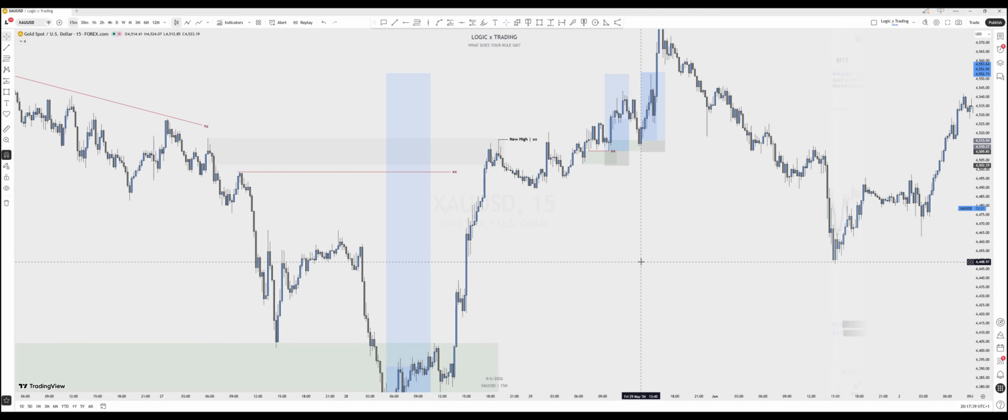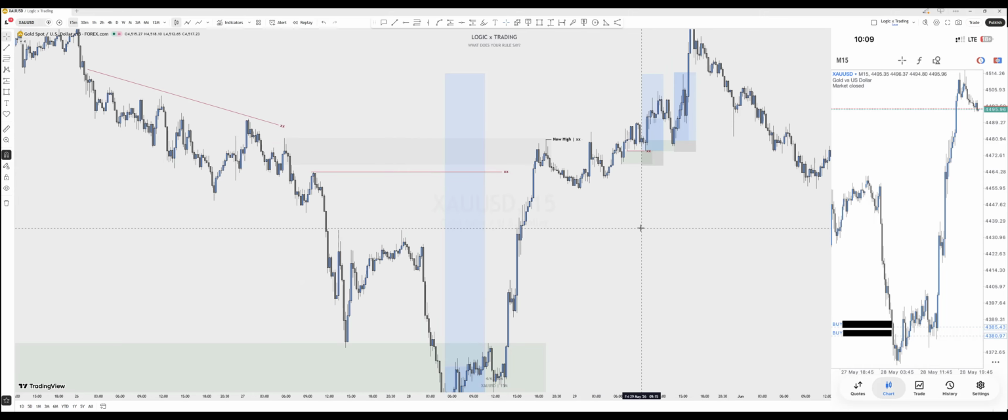So I'll add a screenshot to this trade. And yeah, like that's all there is to this particular trade.